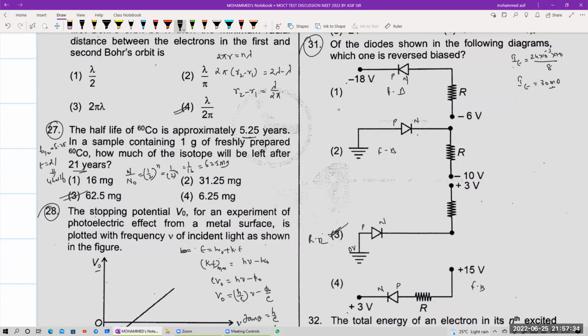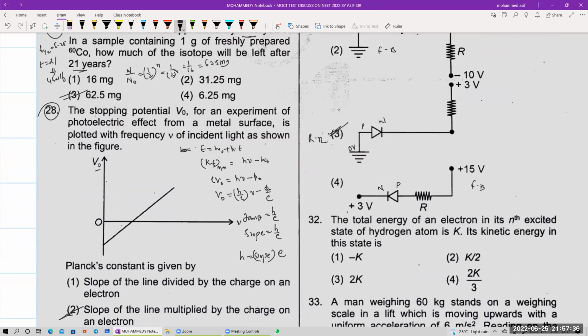Okay. The next one. The total energy of the electron in the nth excited state of a hydrogen atom is K. Its kinetic energy in this state will be equal to how much? I hope everyone remembers the formula. Kinetic energy is equal to half of the mod of potential energy, isn't it? Or else I can write that kinetic energy is equal to minus of potential energy divided by 2. That means kinetic energy will be equal to minus of the total energy. That will be equal to minus of K. That means I can write the answer as the first option.